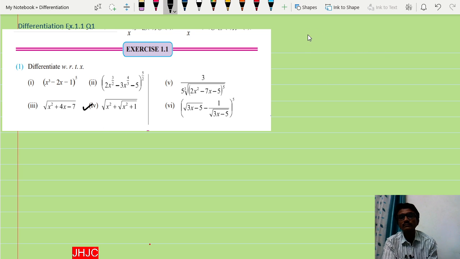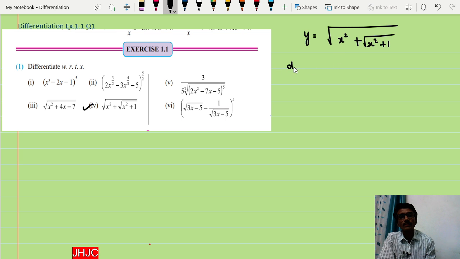Fourth question: y is equal to root of x square plus root of x square plus 1. We differentiate it with respect to x, which means we will find dy by dx. Here we apply the chain rule of derivative, that is dy by dx is equal to dy by du into du by dx. This is the chain rule of derivative.